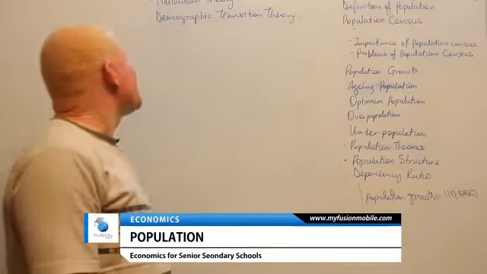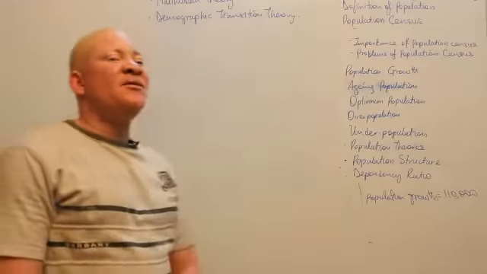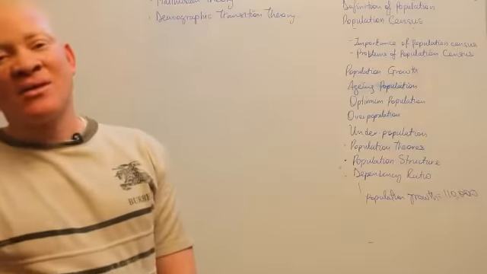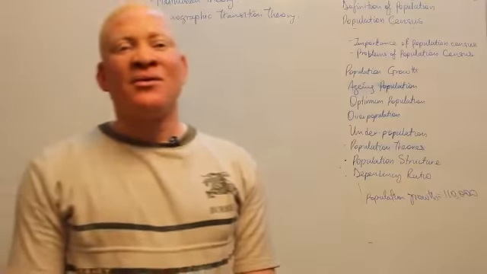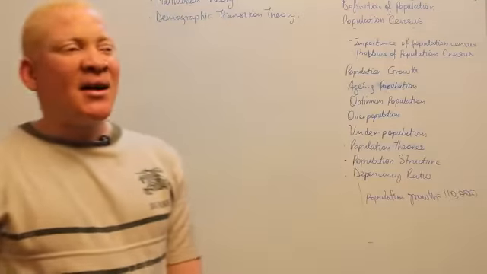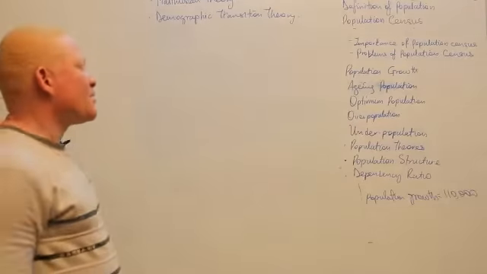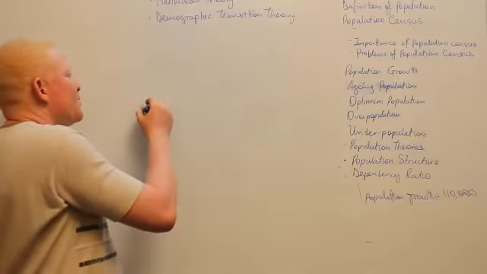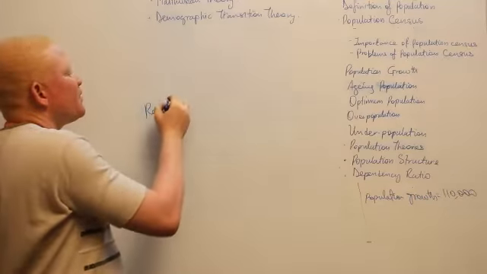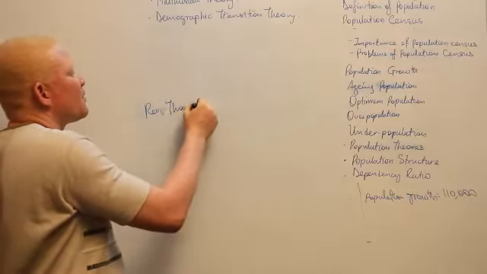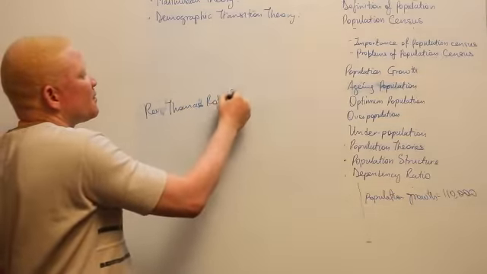Now, the first one, the Malthusian theory of population, is a theory that actually looks at the relationship between population growth and growth of resources. At the time, the theory was propounded by a man called Reverend Thomas Robert Malthus.